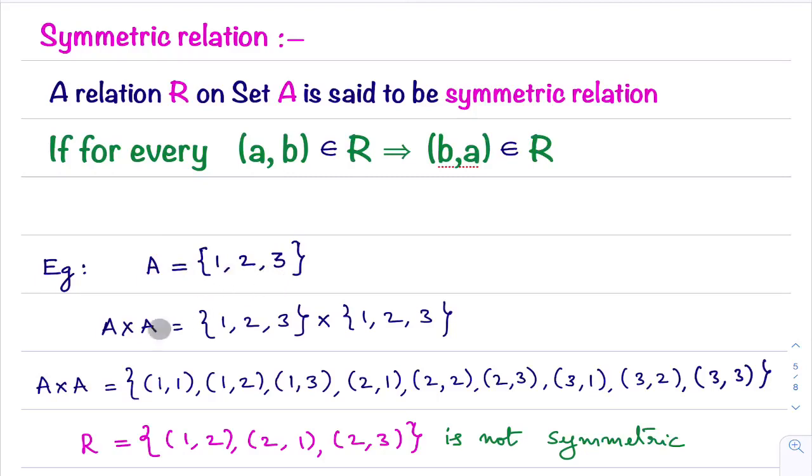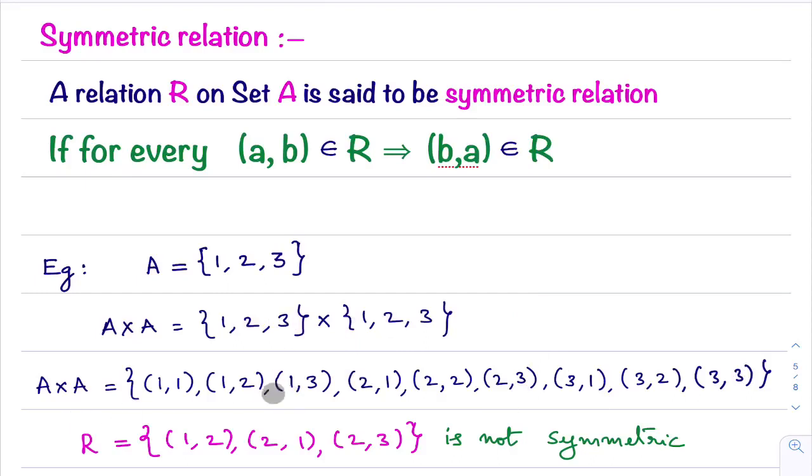I'll calculate A cross A. You know how to calculate A cross A. You take an element 1 and pair it with all the elements of this set: ordered pairs (1,1), (1,2), (1,3). Now (2,1), (2,2), (2,3). Now you take 3: (3,1), (3,2), (3,3). You know how to write A cross A; we learned it in the relations chapter, right?